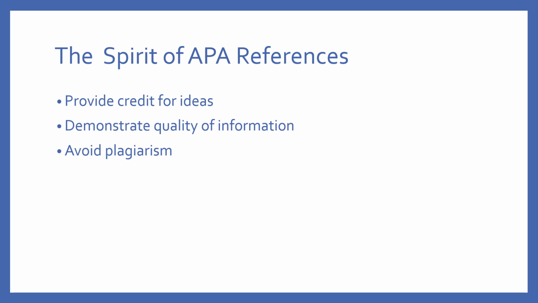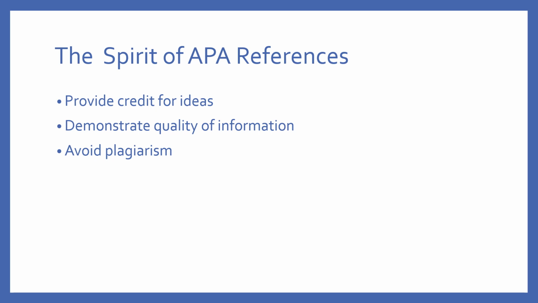So the spirit of APA references is that we need to provide credit for ideas that are not our own, right? When we use ideas that are not our own and don't give credit for them, whether it's intentional or not, it's still plagiarism, okay? We also want to demonstrate the quality of the information. So if I'm going to make a statement, I need to refer to something that says this is where I got my information from. It's a credible source, so what I'm saying has high quality, right?